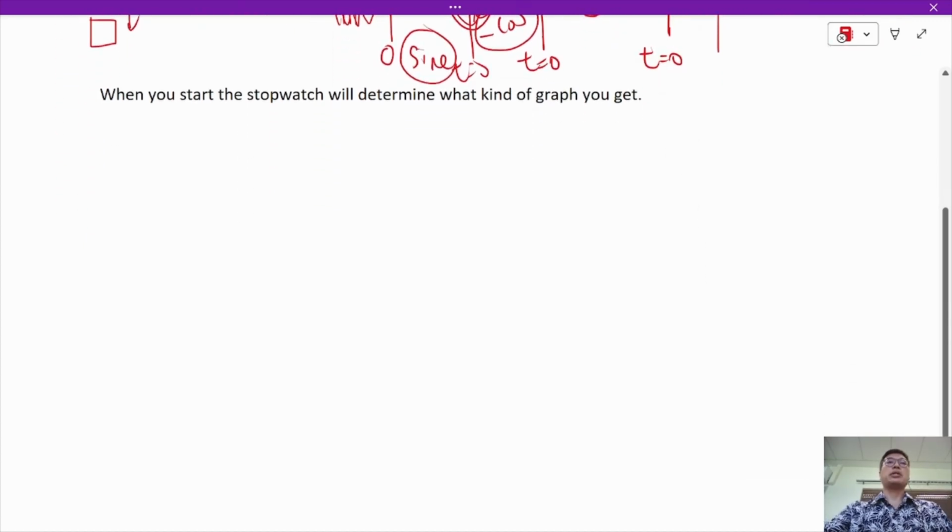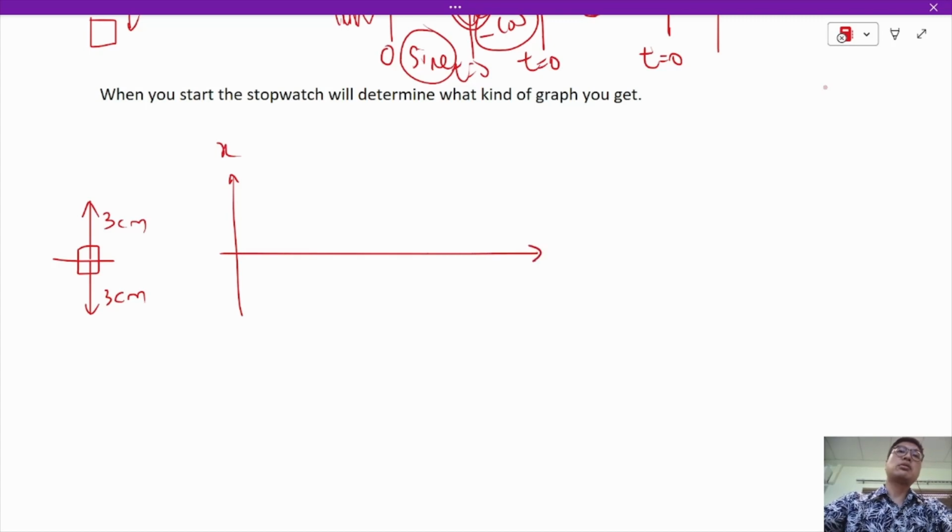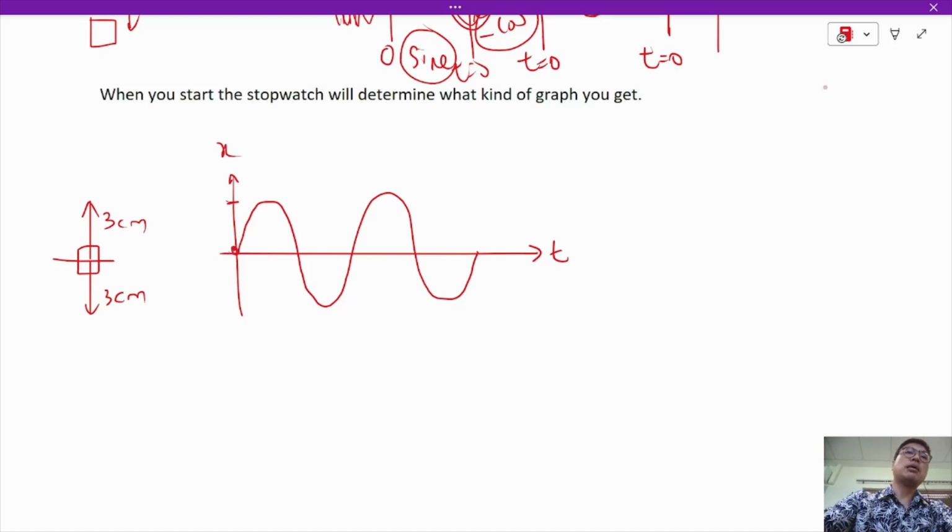Now, let's not be too crazy. Let's start the stopwatch at the middle. Here's a mass. It goes up 3 cm, and then it goes down 3 cm. So what kind of displacement graph are we going to get? Let's do a very simple one, just a simple sine graph, and this is what it's going to look like. This is two oscillations. One complete oscillation is when it goes up, all the way back down, and then up again. When it reaches its original position again and it's going upwards, that's considered one complete oscillation.